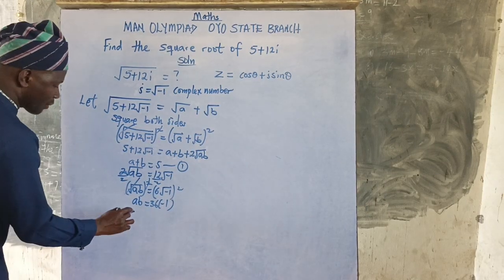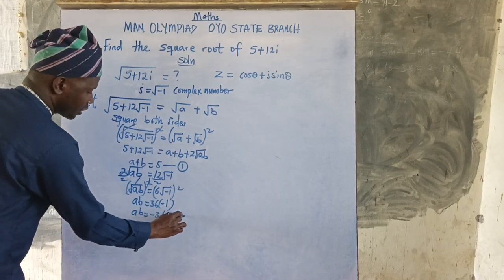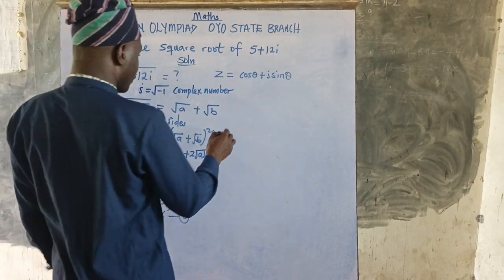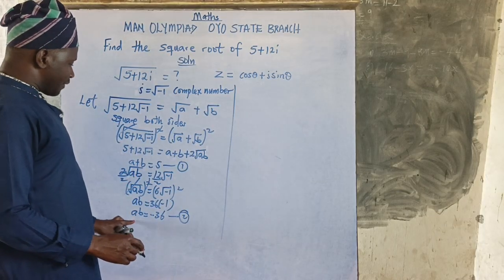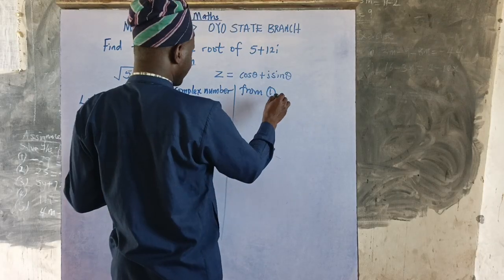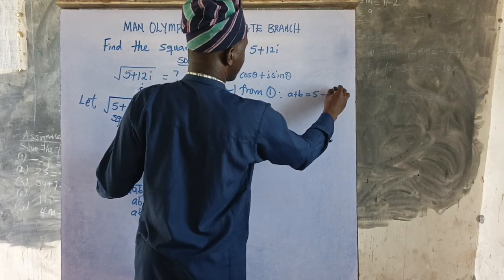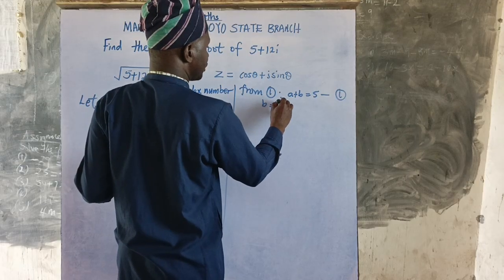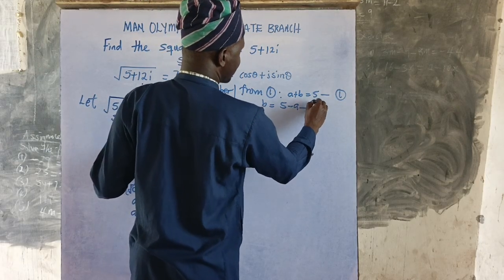So that implies that we have AB equals minus 36, equation 2. Now, from equation 1, we are going to make either A or B the subject of formula. From equation 1, we have A plus B equals 5. By making B the subject of formula, it will lead to 5 minus A; take A to the other side, we have equation 3.